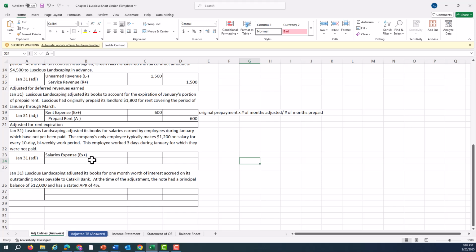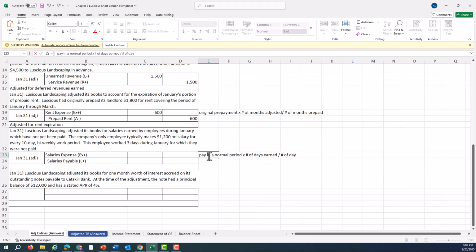But since we're not actually paying them until the subsequent period, we can't credit cash. What we've got to do is put a liability on the books saying we owe our employees. And liabilities go up on the credit side, so our credit is to salaries payable. And the formula to figure out how much you need to put on is the portion of their normal pay that they've actually earned. So we'll take the pay in a normal period, and we'll multiply that by the number of days that they've earned over the number of days in a normal pay period.